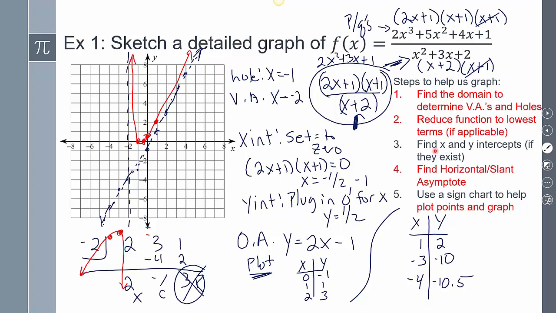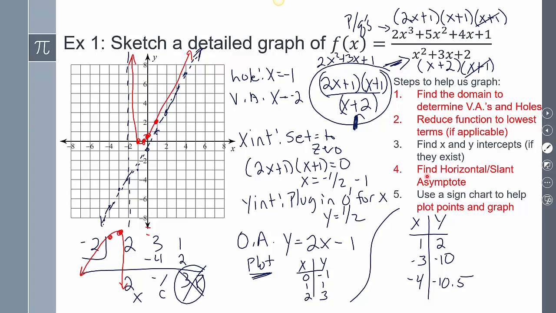Then I found my x and y intercepts. The x-intercept, I set it equal to 0 and solved. We only have to worry about the numerator when we do that. So I set my numerator equal to 0 and solved, and that's how I got x equals -1/2 and x equals -1. Those are points that I was able to plot on the graph. My y-intercept, you plug in 0 for x, and it reduced into 1/2, and so that's how I have a value there at 1/2.